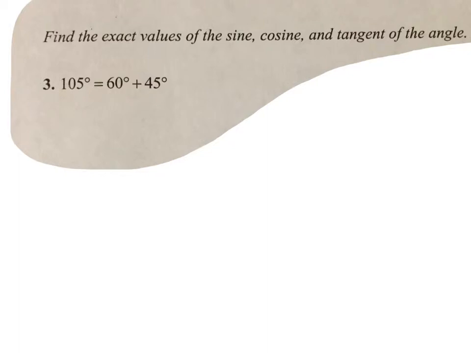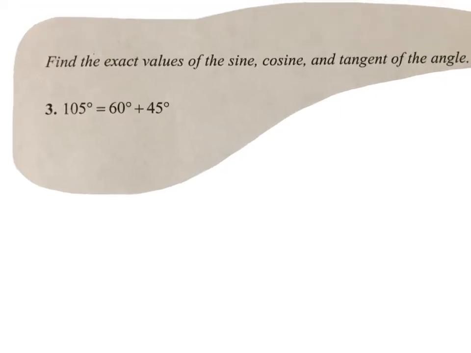So we're going to use the sum formula because 105 degrees is 60 plus 45, in order to find the sine value and the tangent. Okay, exactly, which means we don't use our calculator, but we use our unit circle. So let's find the sine.